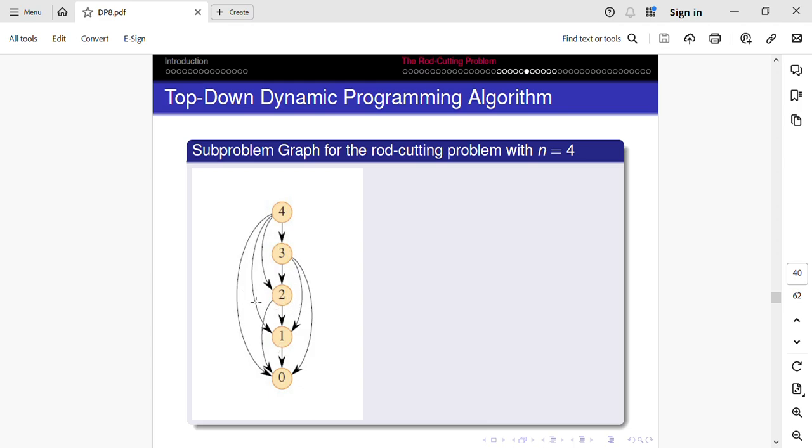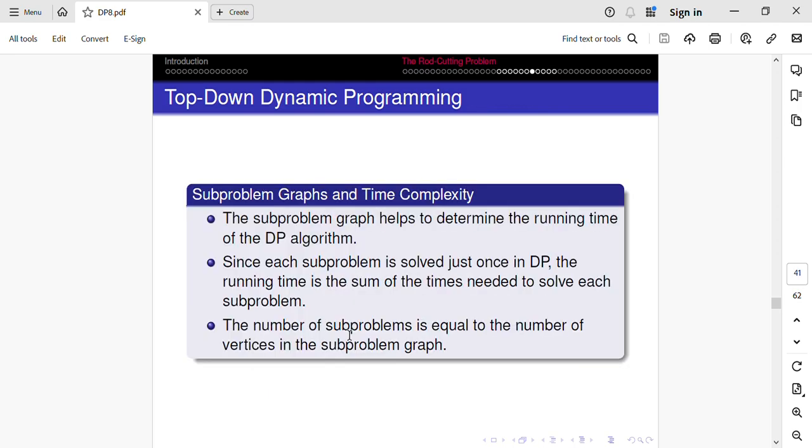So all the size 2 nodes are combined into a single vertex. Similarly for size 3 it makes recursive calls to 2, 1 and 0. So there is a directed edge from 3 to 2, 3 to 1 and 3 to 0. In this way we construct a subproblem graph. Now how do we calculate the time complexity?